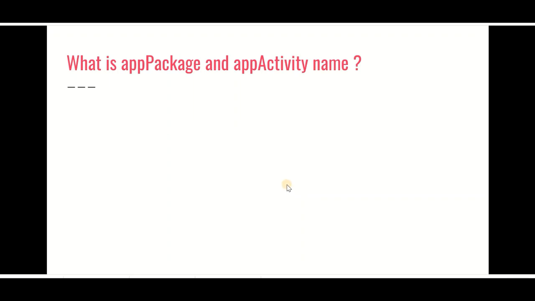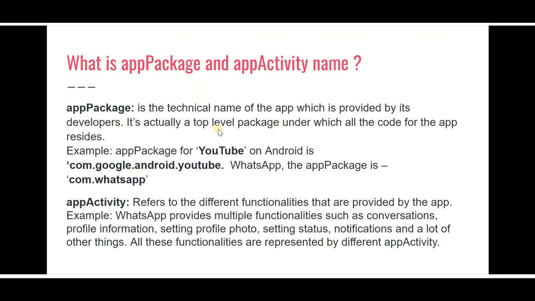The next question: what are app package and app activity name? So app package is a very basic term. App package is the technical name of the app which is provided by its developer. It's actually a top level package under which all of the code for the app resides. For example, the app package for YouTube on Android is com.google.android.youtube, and for WhatsApp, the app package is com.whatsapp. So if you want to launch WhatsApp from Appium, you need to provide its name as com.whatsapp.